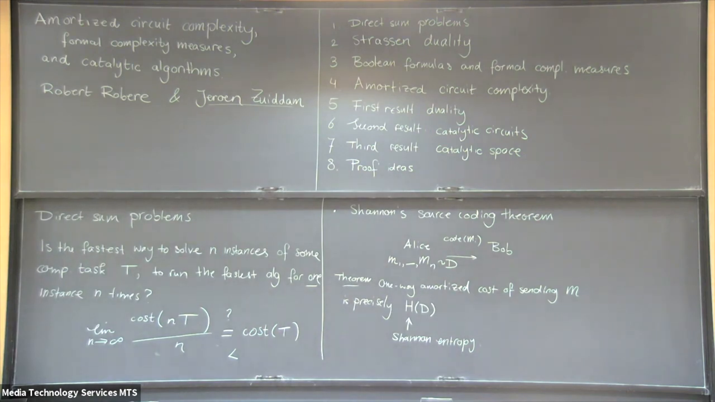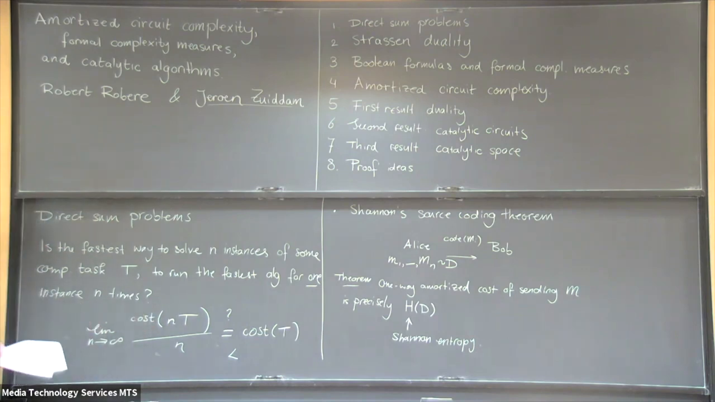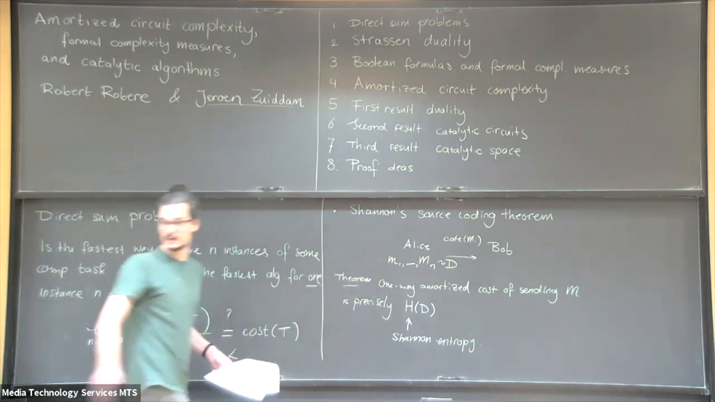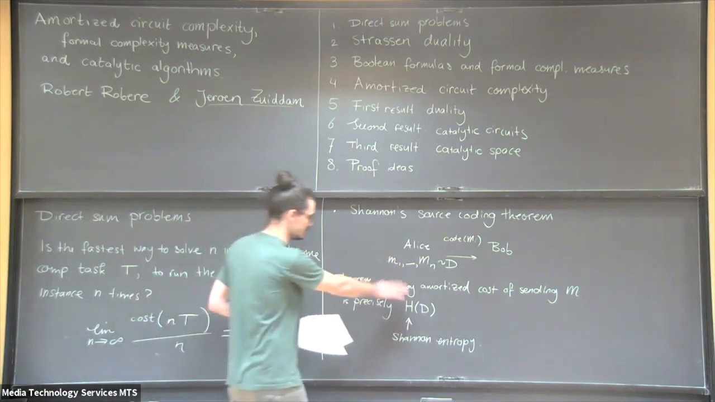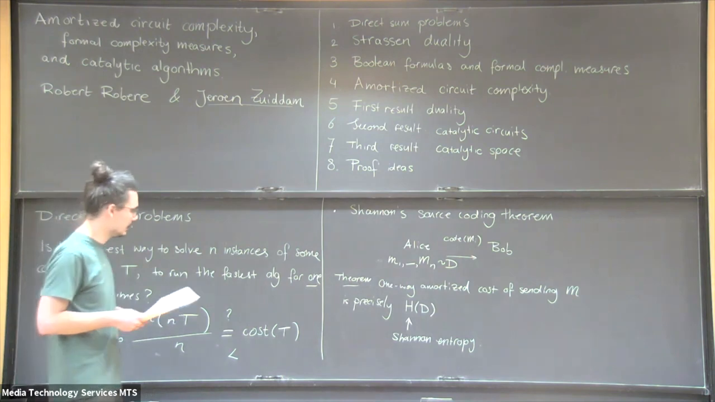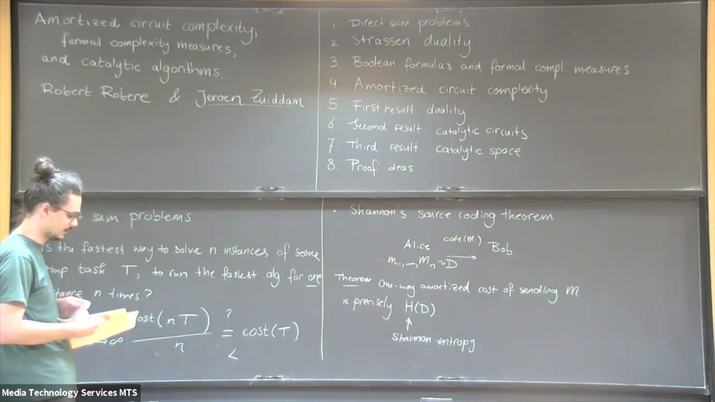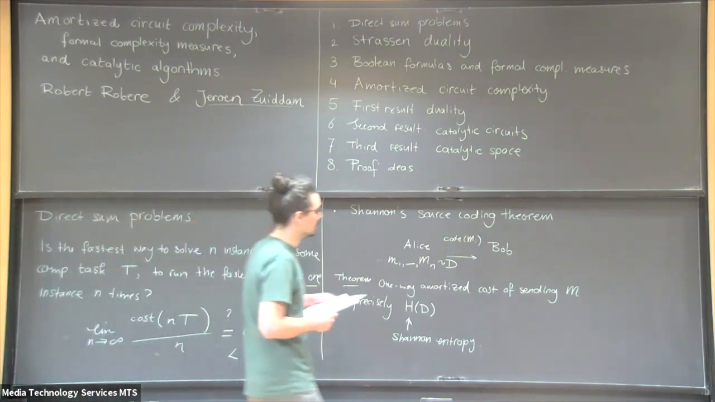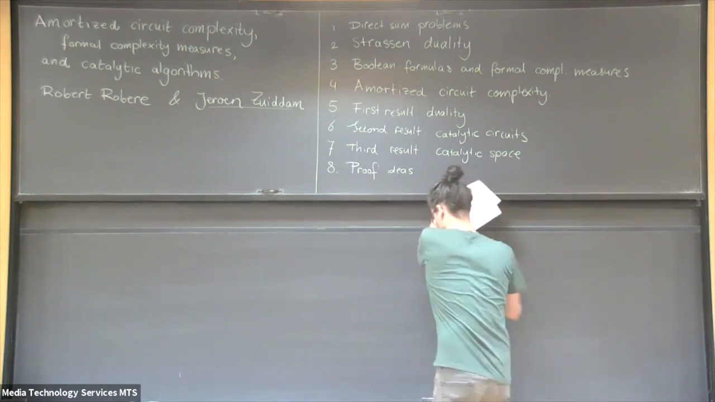You didn't say it's called amortized, but this is what you mean by amortized. Yes, amortized means the cost of sending n messages, and then I divide that cost by n, and let n go to infinity. This cost in this case is precisely the Shannon entropy. So that's a beautiful formula. The Shannon entropy is a very nice function. It's easy to compute and has very nice properties. So this solves this amortization problem, or direct sum problem. All right, let's look at another example. I'm going to switch boards.